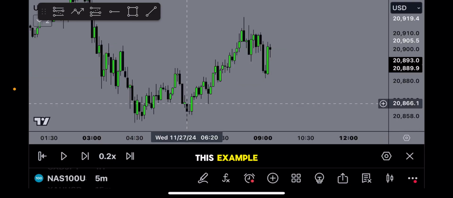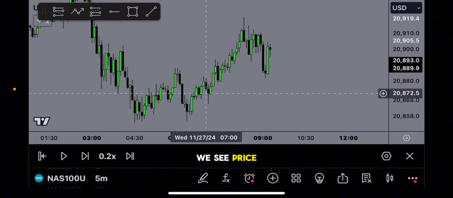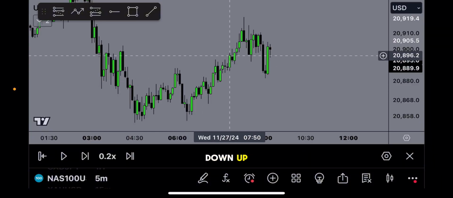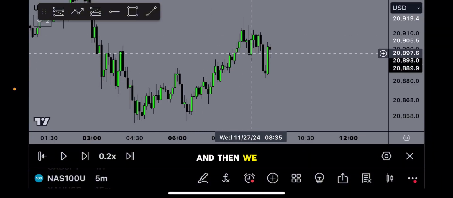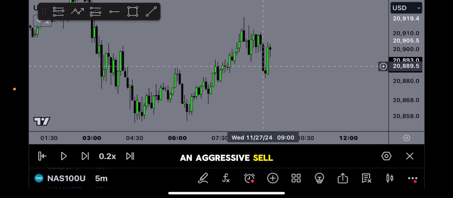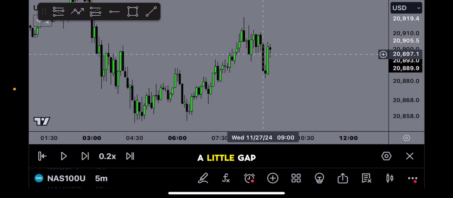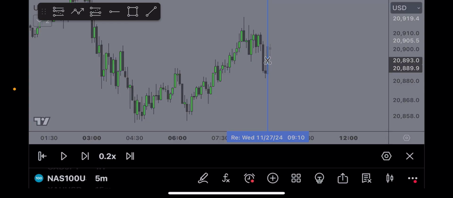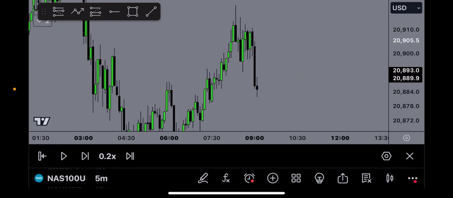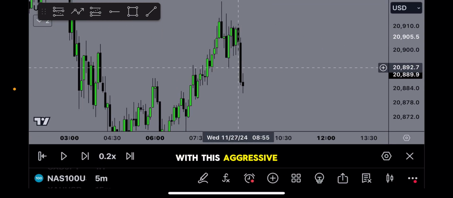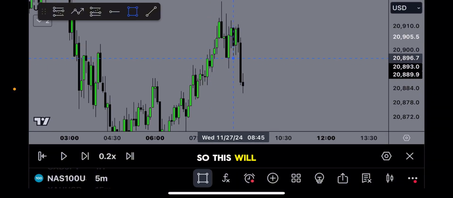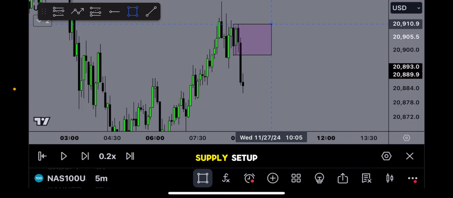So here on this example, we see price doing a little bit of uptrend, going up, down, up, down, up, down. And then we see price doing an aggressive sell. Bam, breaking structure, right? It broke this structure, this low, and it created a little gap right here. Let me show you. Bam. It created a gap right here with this aggressive sell. So this will be from this bullish candle, this green candle, we'll start the gap, and it will be a supply setup.